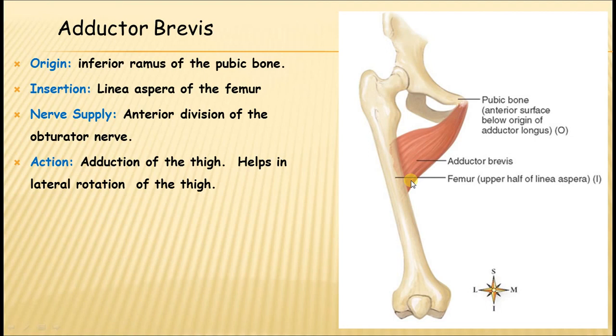Gracilis, apart from the adduction, is also a flexor of the knee. So kindly make a note of the accessory actions of these muscles. Apart from primarily being the adductors, they also perform other accessory actions like flexion of knee, lateral rotation and also the medial rotation of the thigh.